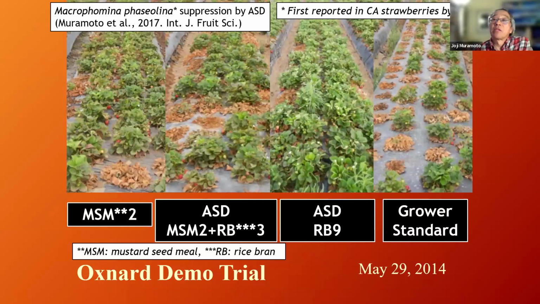Another example, this is for Macrophomina phaseolina, charcoal rot. The organic grower's field on the far right has very devastating conditions. But by using ASD with rice bran at 9 tons, we were able to double the crop yield. And growers were really happy about it.